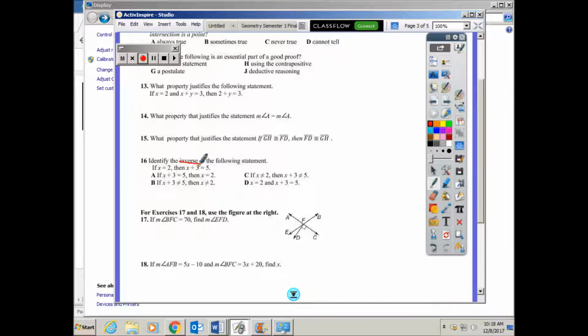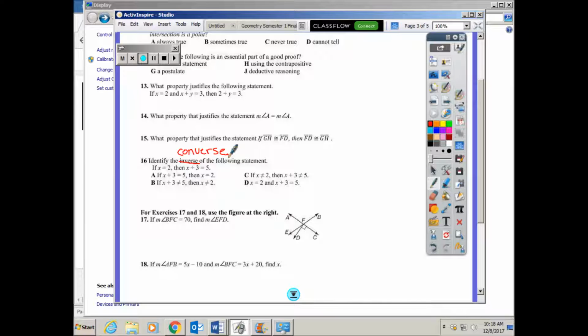Number 16, we're moving on. Change this to converse. Okay, so the converse is when you change the if-then order. What is your if, which is your hypothesis, becomes your conclusion. And what is your conclusion becomes your hypothesis. So the correct answer here was A.